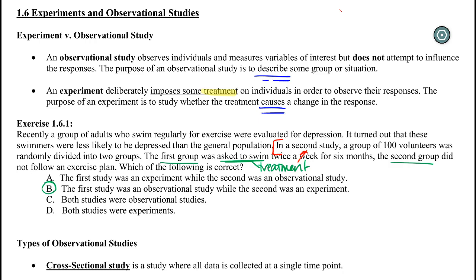And the second group that didn't follow an exercise plan, this is what we would call a control group. It's like they're not given a placebo. They know they didn't exercise. They're a control group. So anyways, that was your mistake if you chose A. It's just not reading carefully and getting confused between the groups and the studies.